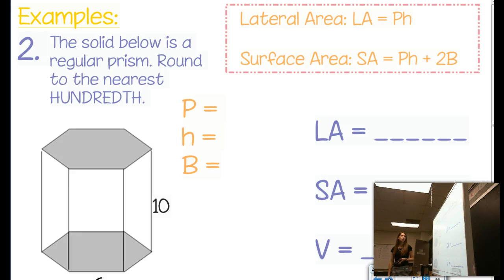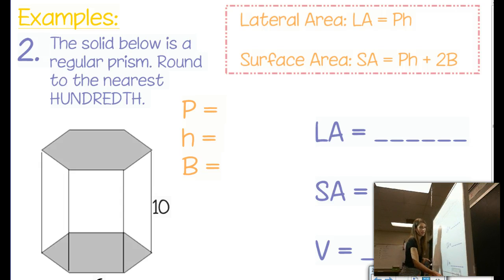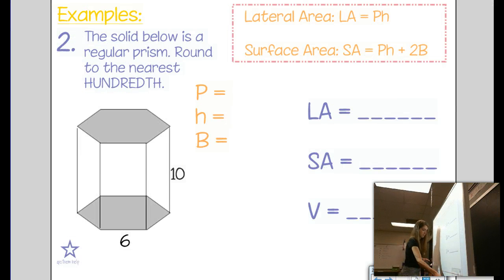Let's do one that's not a triangular prism. Hexagonal. Yep. Hexagonal prism. I'm going to give you the apothem because I'm not going to make you find that. There you go. All right, let's start with perimeter. John, what's the perimeter of the base? What's P?